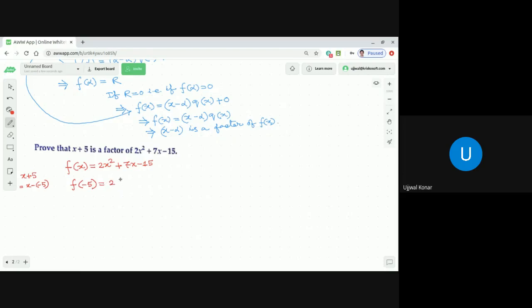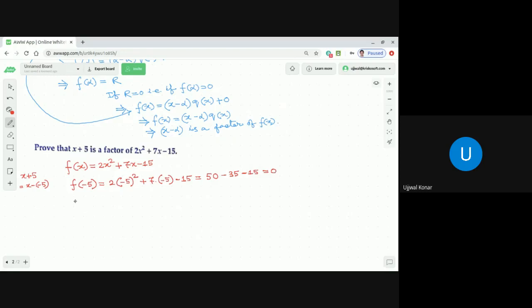2 into minus 5 whole square plus 7 into minus 5 minus 15, correct? So 2 into minus 5 whole square, minus 5 whole square is 25. 25 into 2 is 50, correct? 50 minus 7 into 5 is minus 35, and minus 15. So 50 minus 35 minus 15, that is 50 minus 50, correct? That is equal to 0.